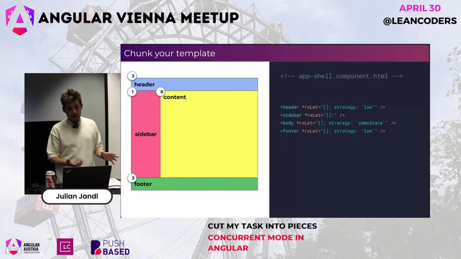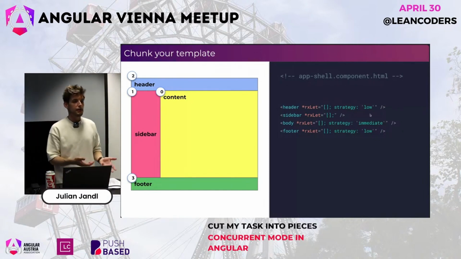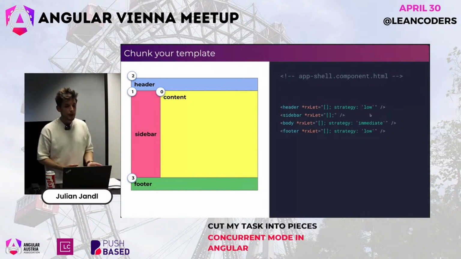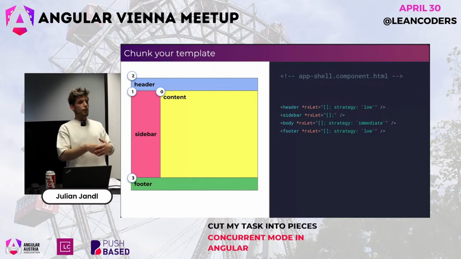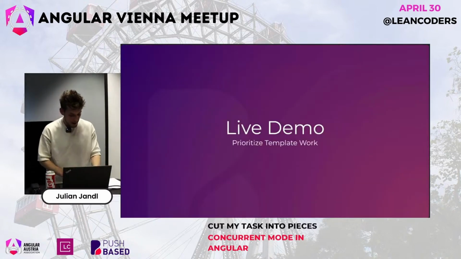It's possible to define the strategy just by an input. So for example here for the header we say please render it in strategy low. And the body with immediate, because this is the thing we want to render as the first thing. And then the footer, also low. You can also put it to idle, for example. This is just an idea. There are multiple ways how to achieve that goal. So yeah, let's take a look at that.